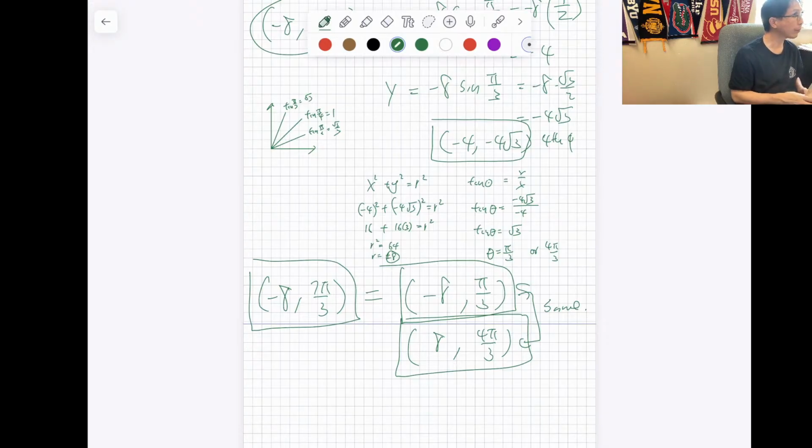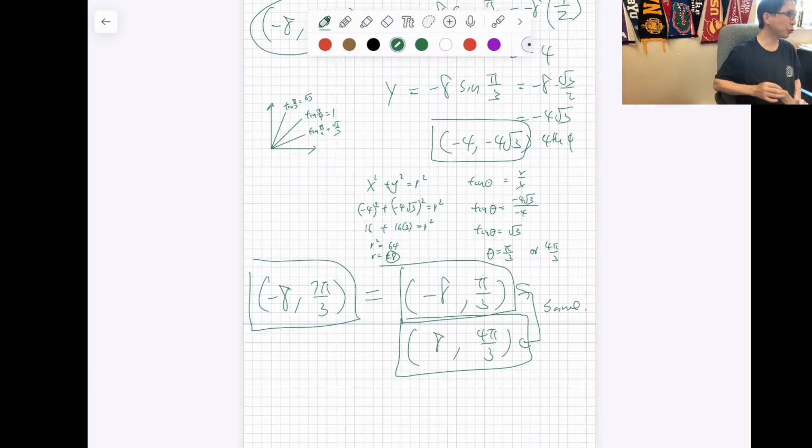Wait, what's the seven? 7 pi over 3? Yeah, 7 pi over 3. Because if you add 6 pi over 3, it's 7 pi over 3. Oh. 6 pi over 3 is 2 pi. So you just add 2 pi. So if you add 2 pi, it doesn't change, right?